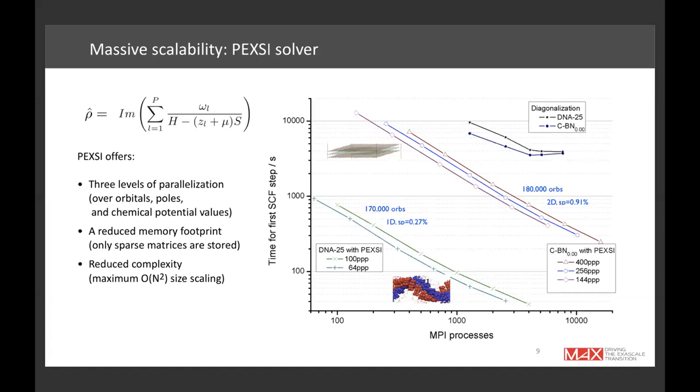So for example, these are a quasi one-dimensional problem, a strand of DNA, and a sandwich of graphene and boron nitride. In both cases, nearly 200,000 orbitals. Now, the diagonalization is up here, and it starts at a sizable number of processes just because you cannot fit the problem in fewer processors. Whereas PEXI can do it, and in fact, the CPU time involved is much more.